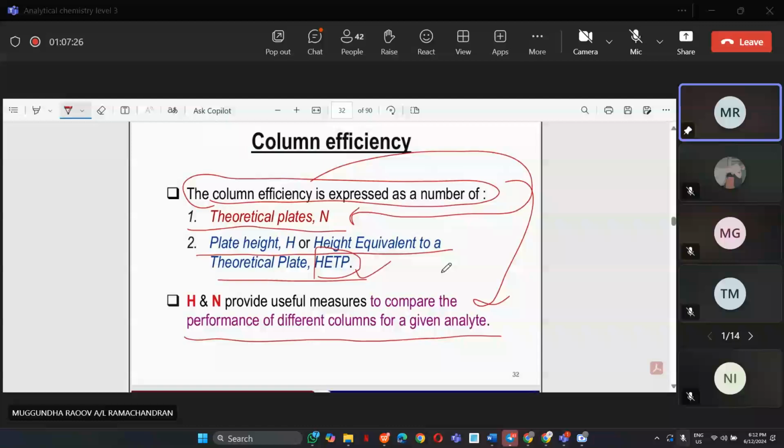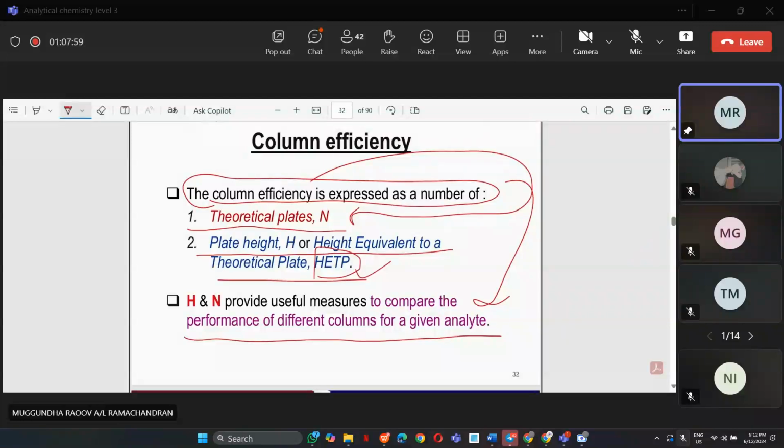There are two things here when we are talking about columns. How are we going to decide? For example, you have a compound A that you have to separate, and you are looking for a good column. If you ask me, when you want to choose a good column for your compound, please look at the theoretical plate number and the HETP number. The theoretical plate number should be higher, and the HETP number should be lower. Then consider that a good column for the separation of that particular analyte.